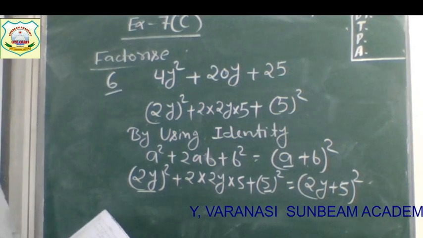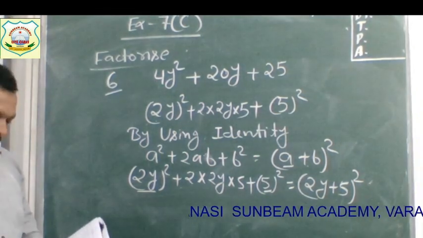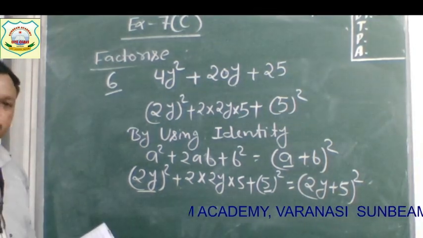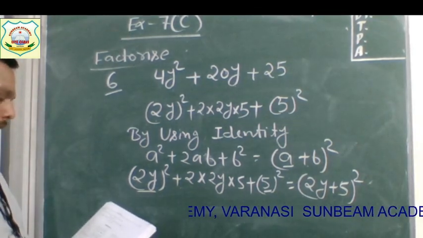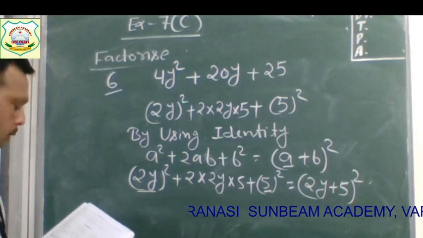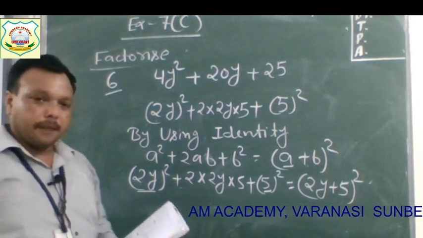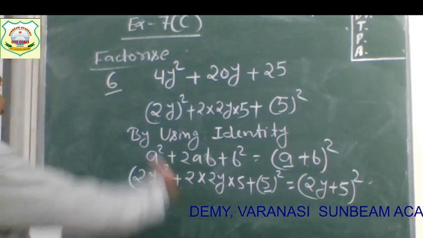Question number 6, you will do the same. 6 we have told, okay. 7 you have to do yourself. 8 I am telling here: 9m square plus 24m plus 16. Yes, students, you can do this question, okay. So, question number 9 I am telling. 9 is different.